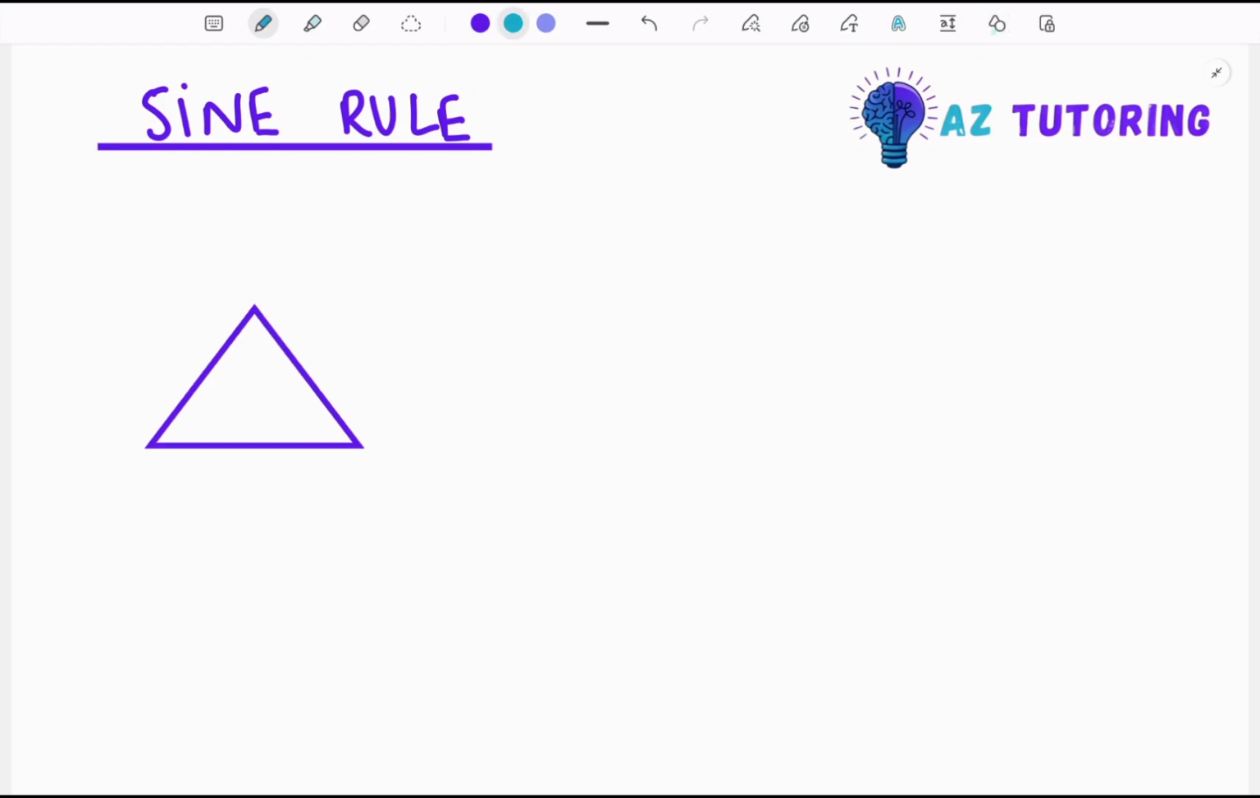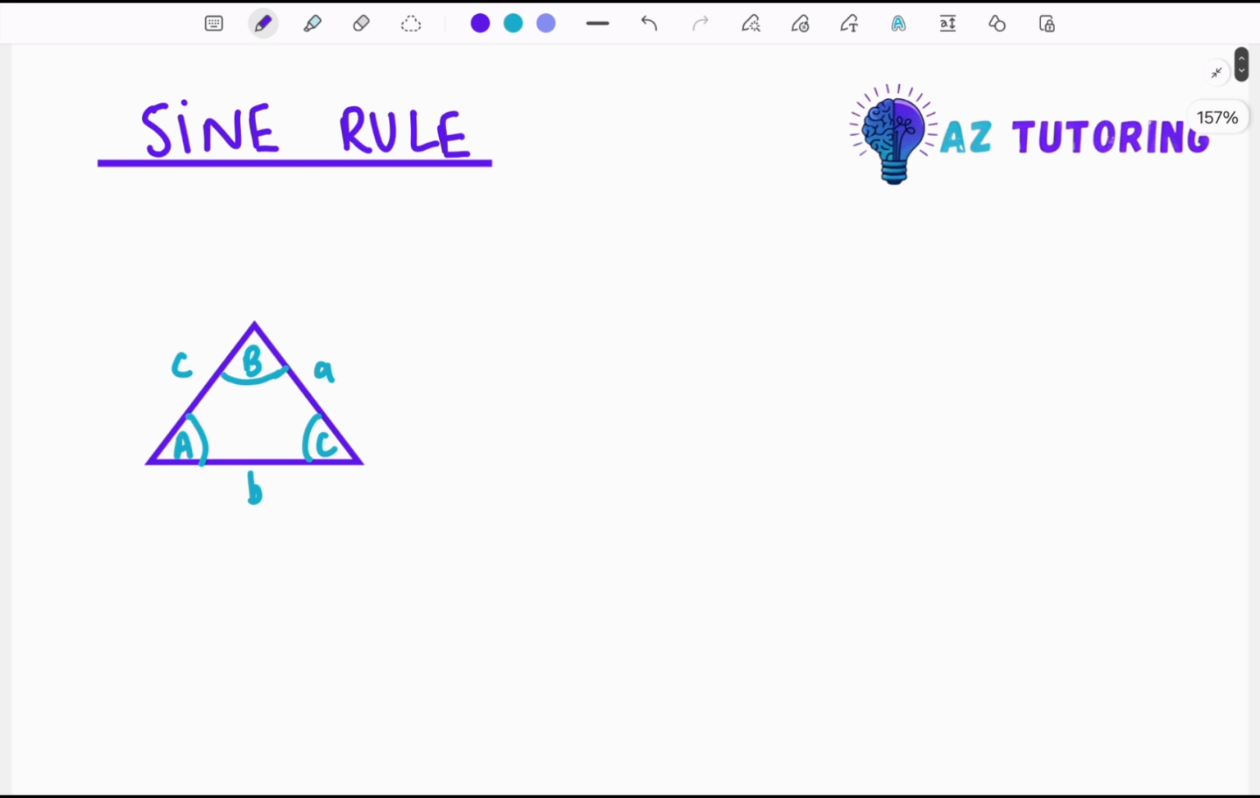So let's get a non-right angled triangle, and just like with the cosine rule, we label our angles with a capital letter. So we will call this A, B and C. And the lengths, we always call them whatever it is opposite. So if that's angle A, then this will be length A. Angle B will be opposite length B, and angle C will be opposite length C.